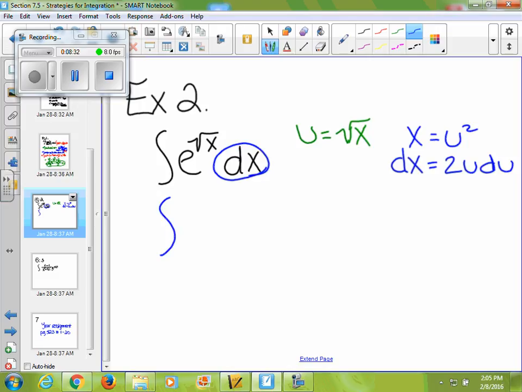So I'm plugging all of that in. The square root of x is now u, so I get e to the u. And dx is 2u du.